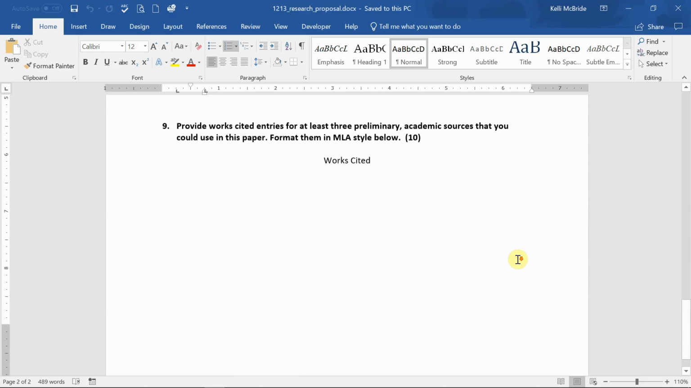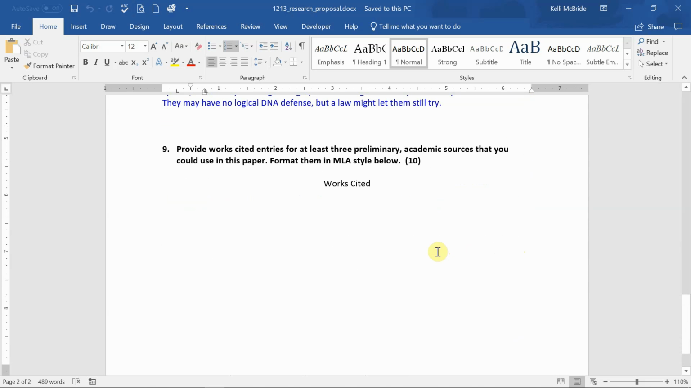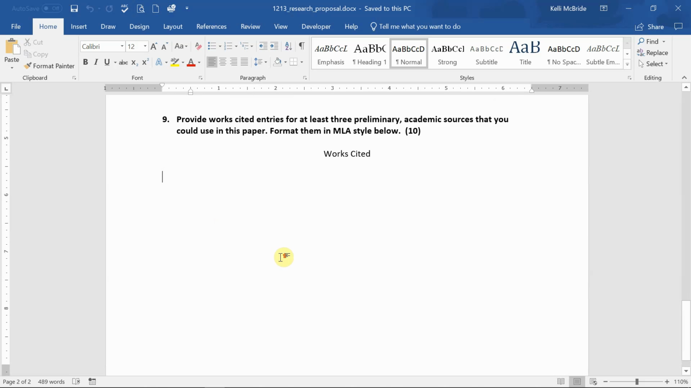And then finally, the last part, and I don't have examples here for you, but you need to find 3 academic sources that you could use in a paper on your topic and give the works cited entries for those. And I'll have a video that kind of walks through some works cited details for you. But again, you can use your Keys for Writers. Again, as long as you're following MLA 8th edition rules, then you'll be fine using a variety of sources to help you do your works cited entries.